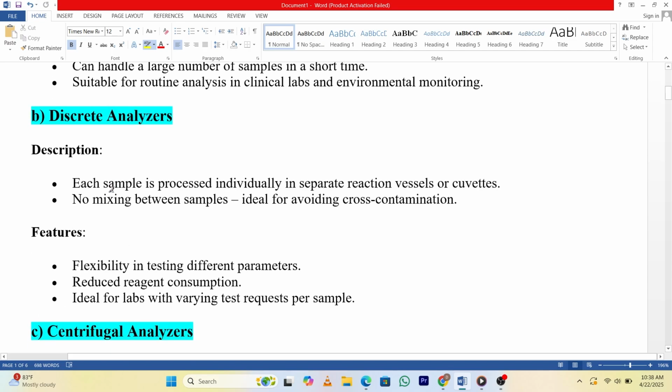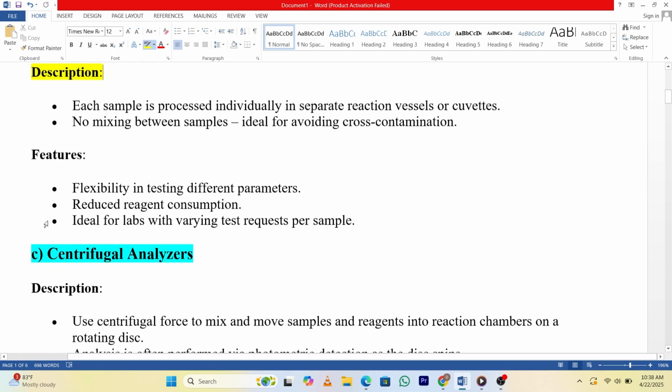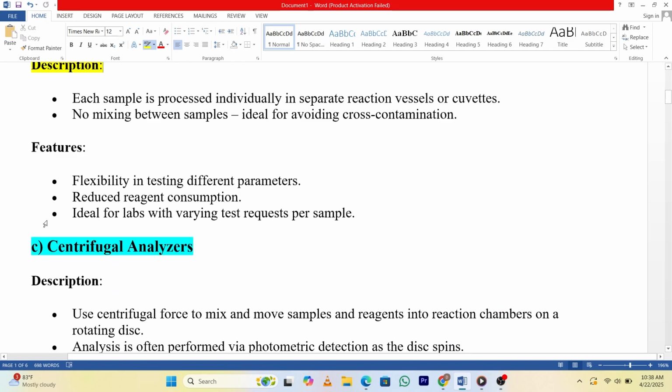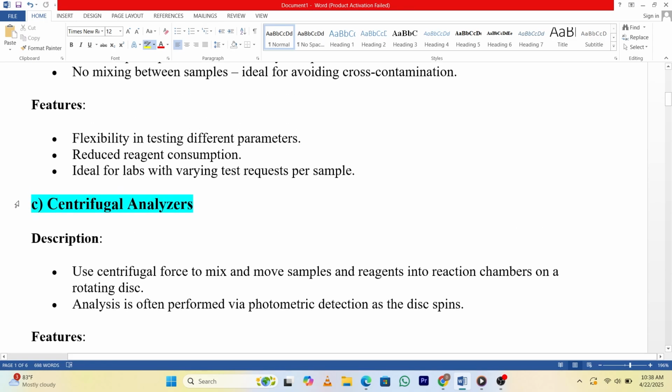B. Discrete analyzers. Description. Each sample is processed individually in separate reaction vessels or cuvettes. No mixing between samples, ideal for avoiding cross-contamination. Features. Flexibility in testing different parameters. Reduced reagent consumption. Ideal for labs with varying test requests per sample.